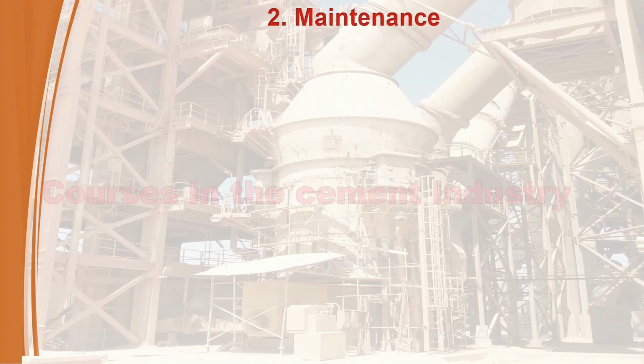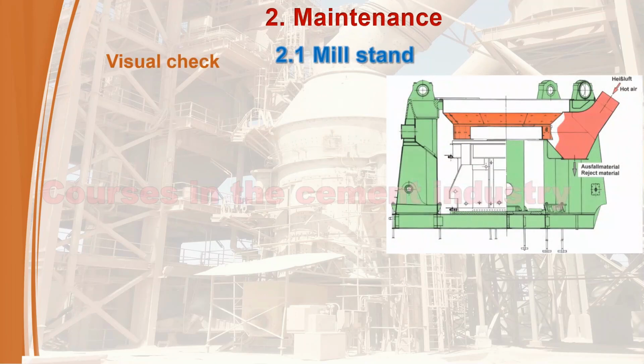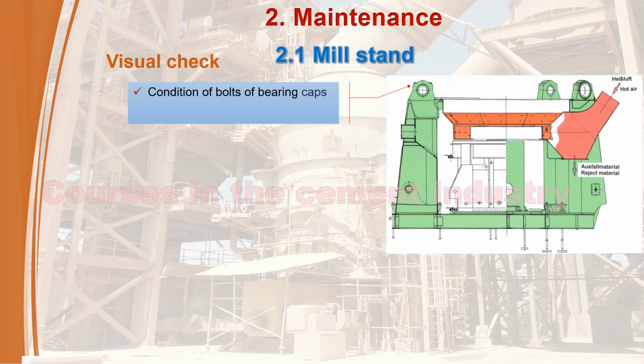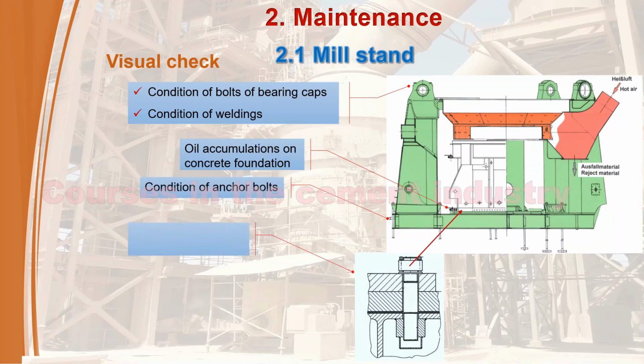2. Maintenance. Mill stand. Visual check. In this point check: 1. Condition of bolts of bearing caps. 2. Condition of weldings. In this point check: oil accumulations on concrete foundation. In this point check: condition of anchor bolts. In this point check: condition of gearbox attachment bolts. For all these points, check interval: weekly.